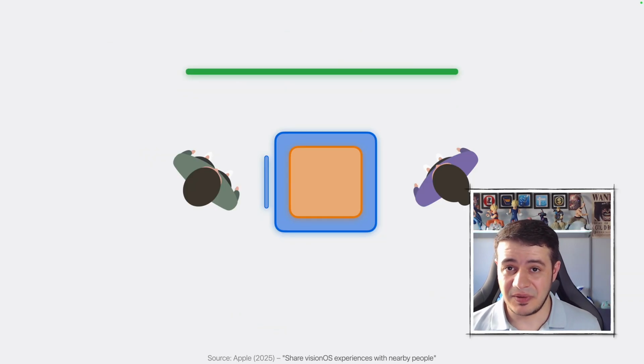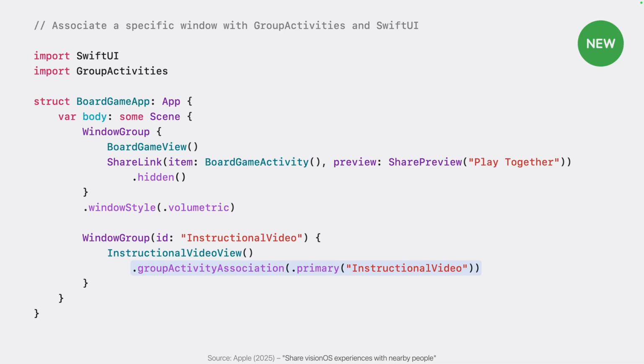But if you want both to see one shared experience, what's also new now is that you can have multiple windows in a shared experience. For example, you can open an introduction video and it will be placed at the same location. And the API for that is basically using a group activity association primary. It's shown here. And yeah, that's how you can have multiple window support inside SharePlay.